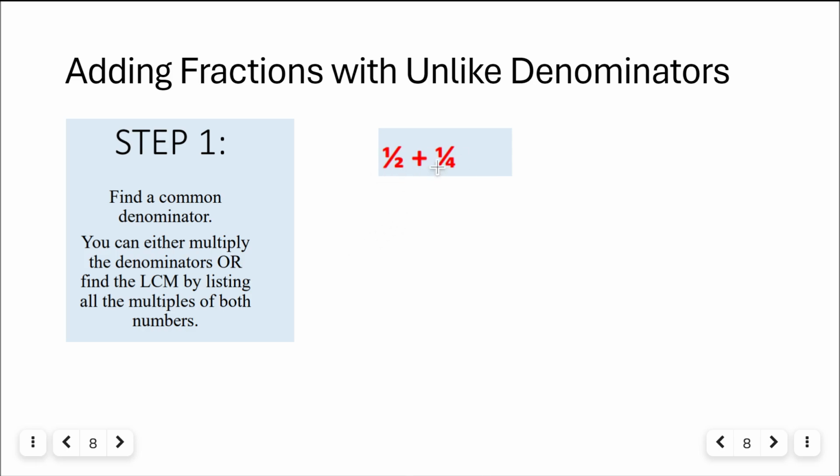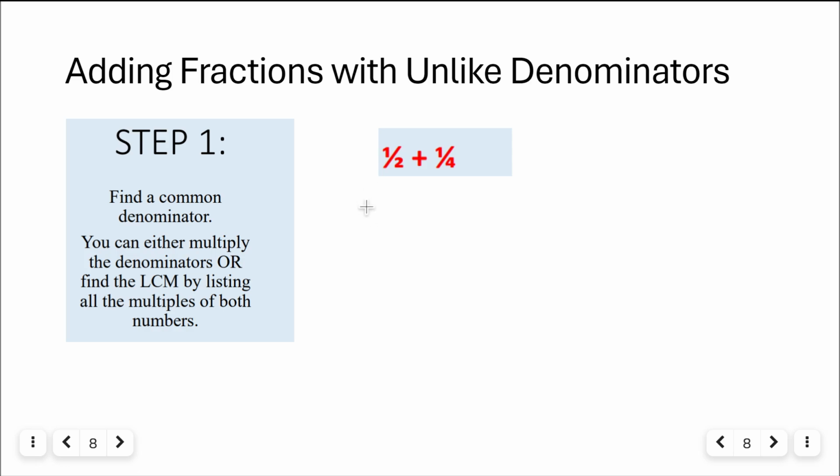That would be your least common denominator. Or you can multiply the two denominators together. That will give you a common denominator, but you may have to then reduce that common denominator and put the fraction in lowest terms at the end.